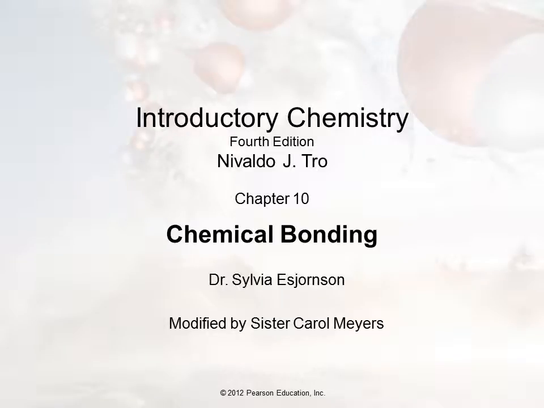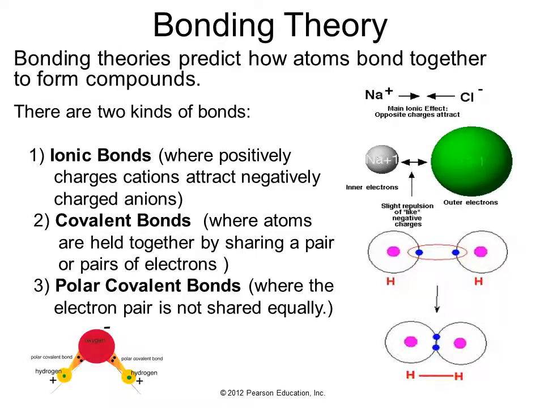Chapter 10, Chemical Bonding. Bonding theory. There are two kinds of bonds, the ionic bond and the covalent bond. In the ionic bond, you have a positively charged cation attracted to a negatively charged anion, such as sodium chloride. So sodium gives away its electron, becoming a positive ion, and chlorine accepts an electron, becoming a negative ion. And so here we have the positive ion attracting the negative ion, an ionic bond.